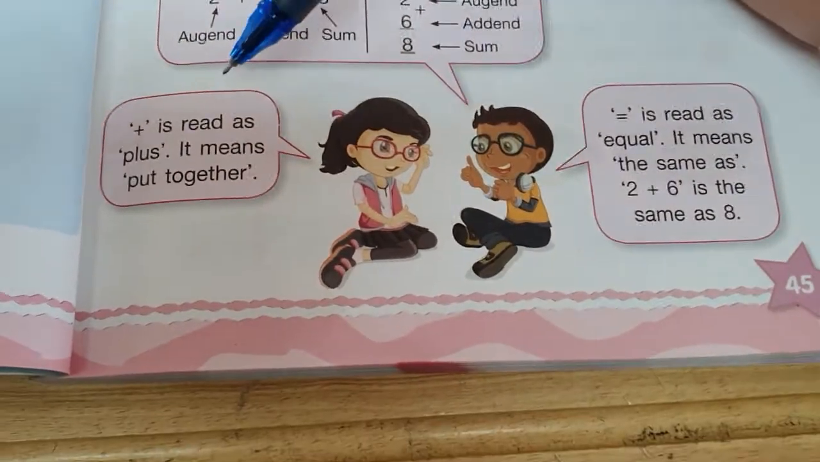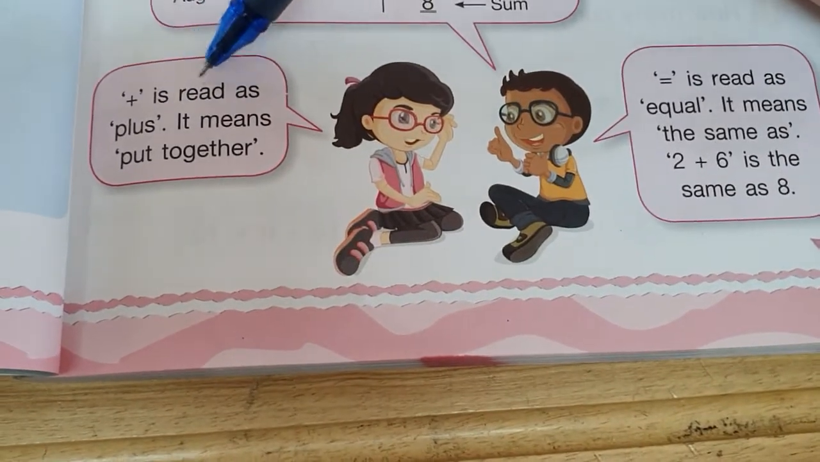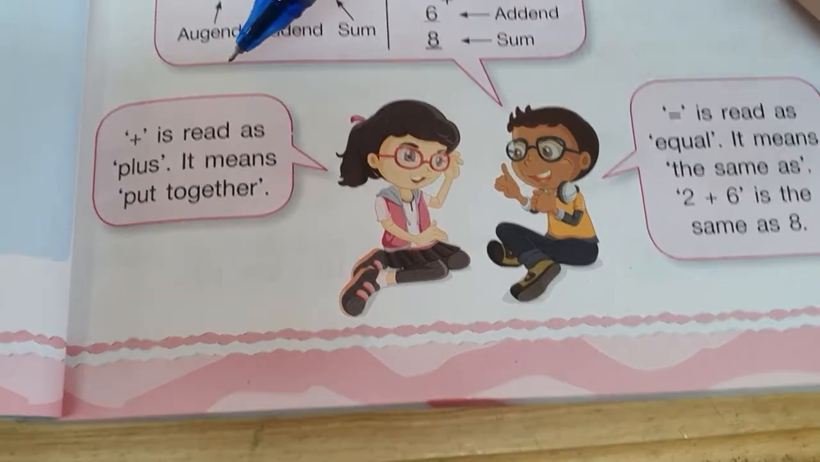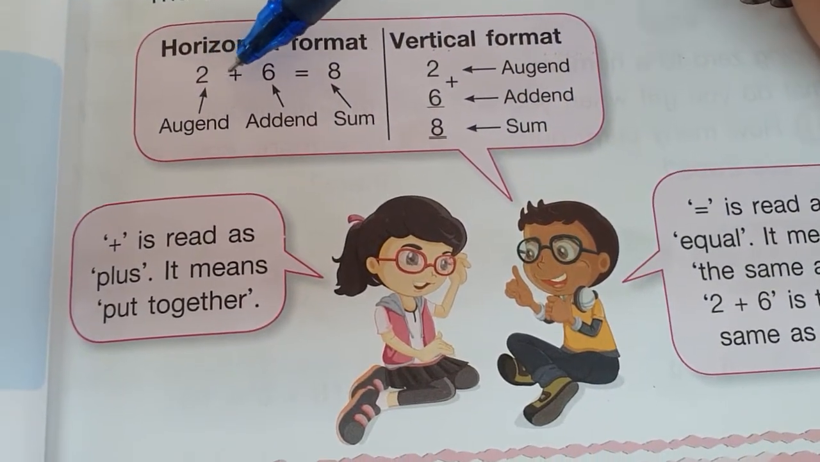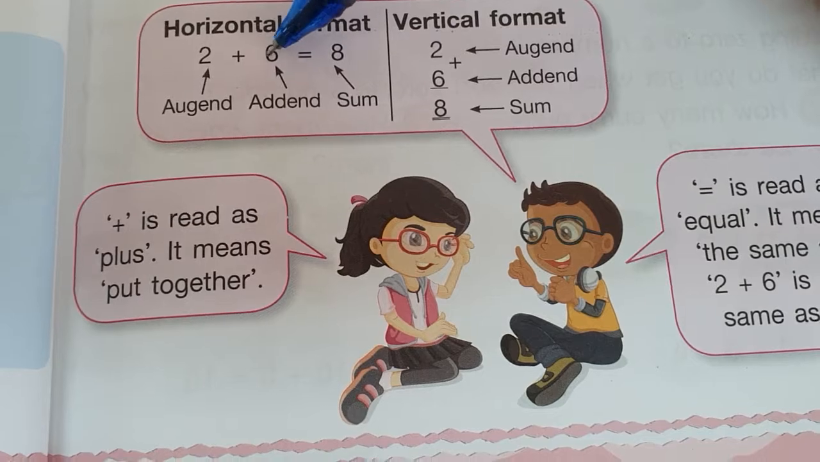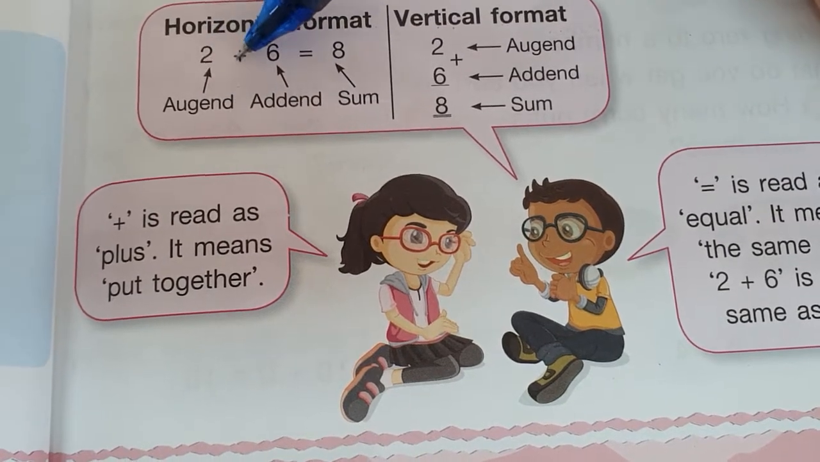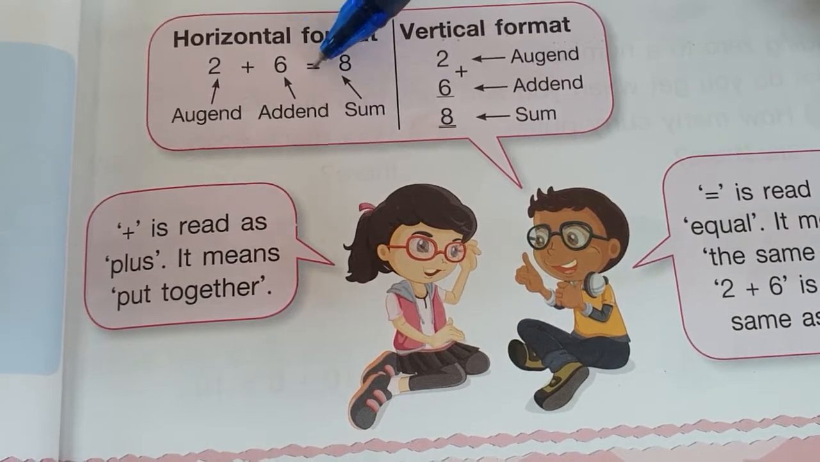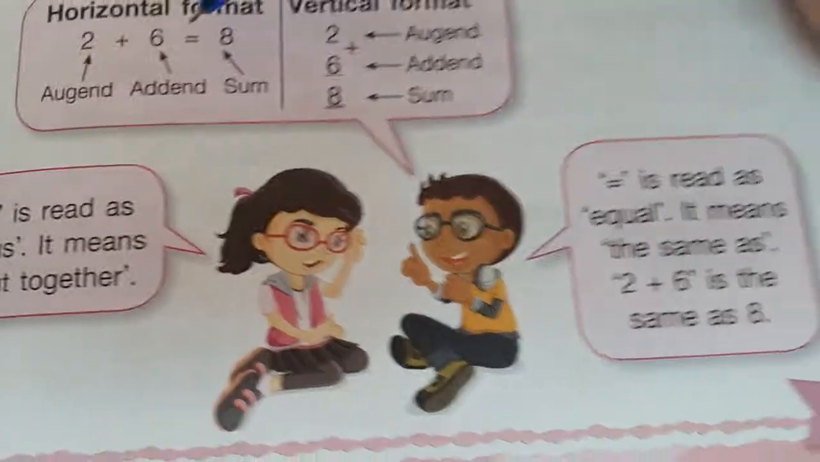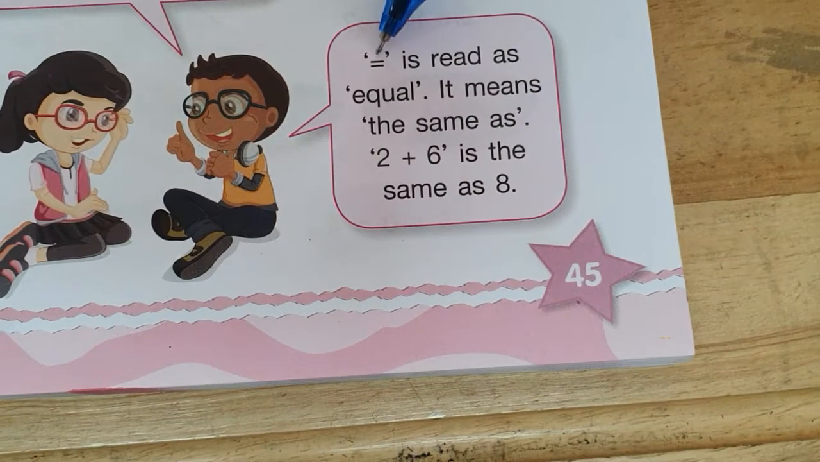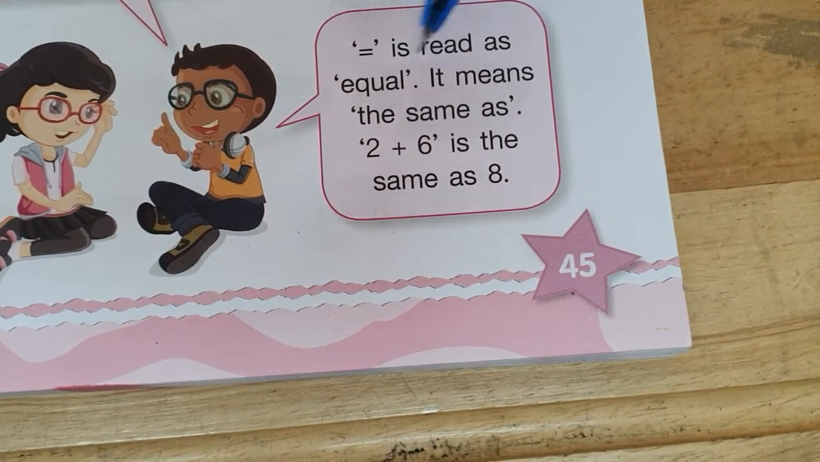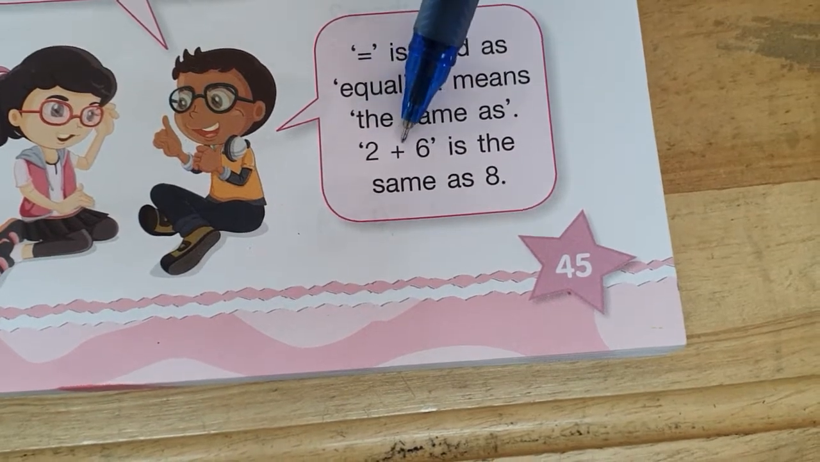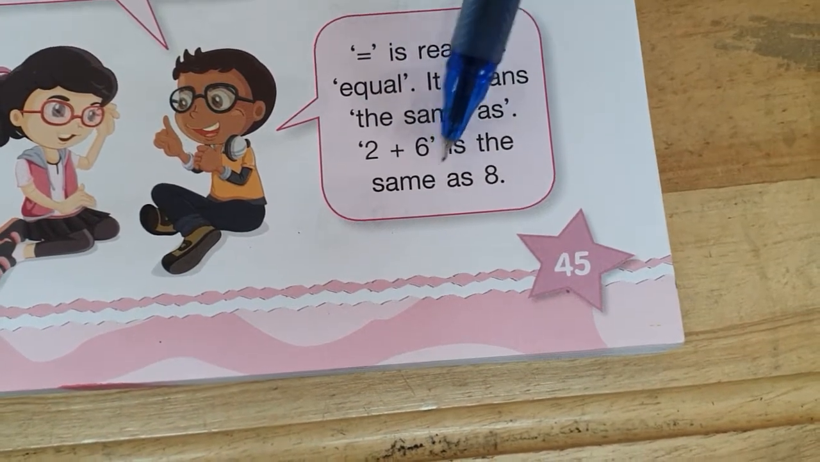So if you look down here, plus is read as plus. It means put together. So if you look here again, 2 put together with 6. And then this symbol means equals. Equals is read as equal. It means the same as. 2 plus 6 is the same as 8.